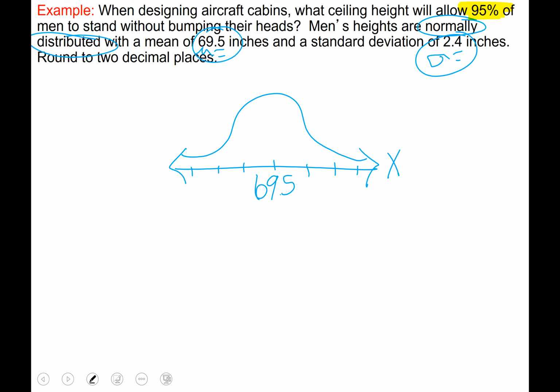So I'm going to start shading in the area of 95%. All right, I want to start on this side because I know these guys will be able to stand the easiest because they're the shorter men. These guys will be able to stand. If I wanted half of the men to be able to stand without bumping their heads, I would stop at a ceiling height of 69.5. But we want more than half. We want 95% of men to be able to stand.